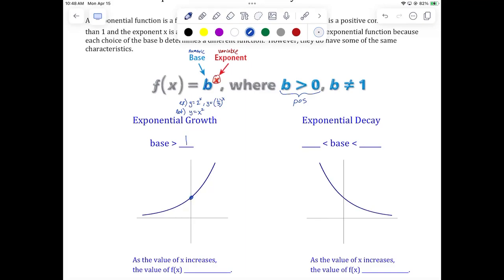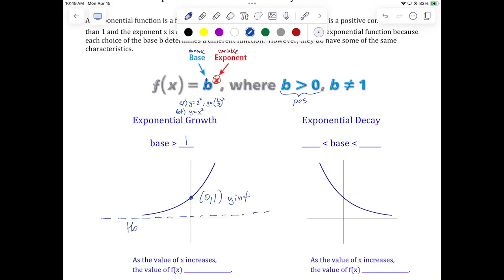There is a y-intercept here of (0, 1). We'll call that the y-intercept, because anything to the 0 power, remember, is 1. 2 to the 0 is 1. 5 to the 0 is 1. 10 to the 0 is 1. So that's your y-intercept. And then there also is another feature here on the x-axis.